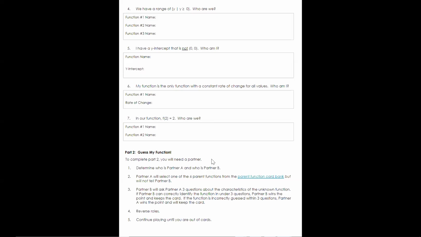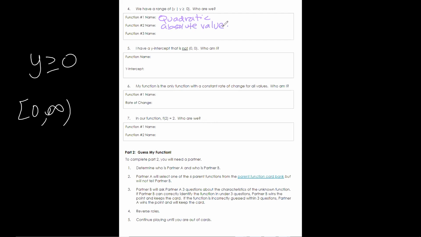Probably because of the notation. When I say something along the lines of y is greater than or equal to 0, that's the same thing as saying 0 to positive infinity. So which one has that range? That's going to be quadratic. Absolute value. And exponential.